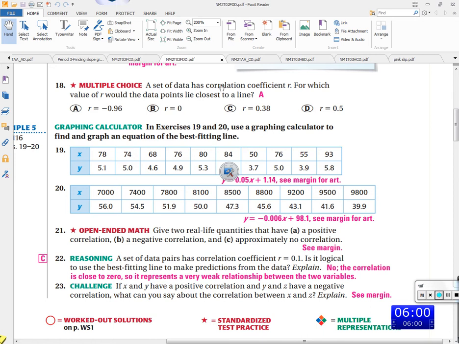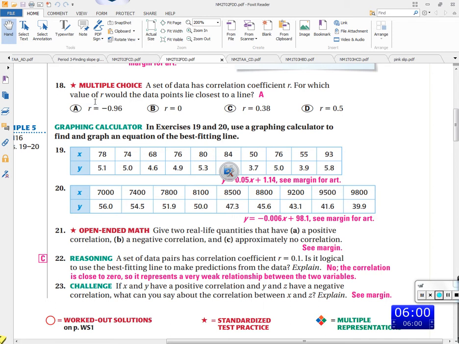Okay, so I said that data has correlation coefficient r. For which value of r do the data points lie closest to the line? We kind of discussed this in the first few problems, so maybe we have some more insight. Which one of these r's tells me that the data is the most highly correlated of all the four choices?